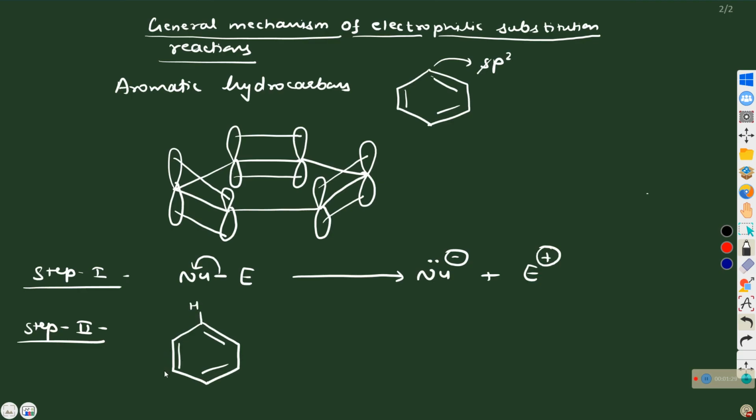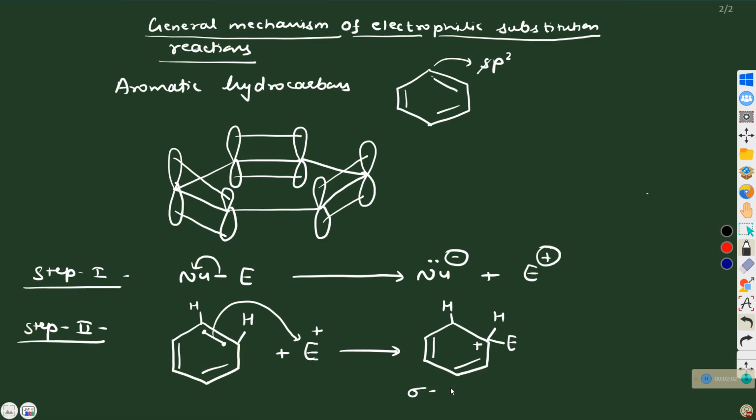Every carbon is containing one hydrogen, the C6H6. So what happens? This pair of electrons is used up to form a bond between this electrophile and the benzene ring. So you are going to get an intermediate species which is called sigma complex or a carbocation, right? This is called sigma complex or arenium ion.